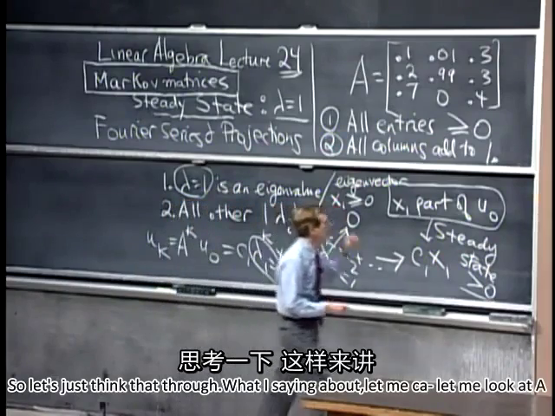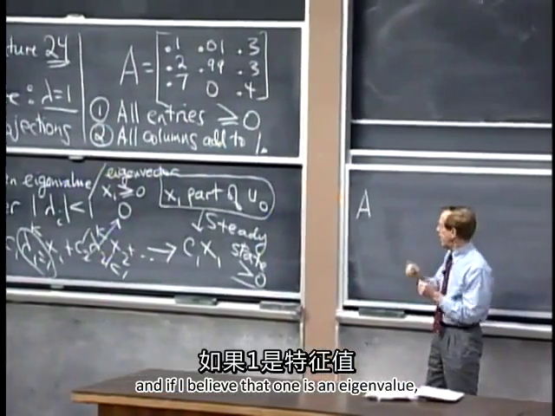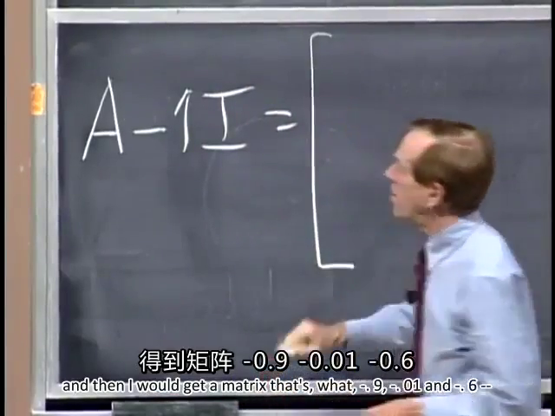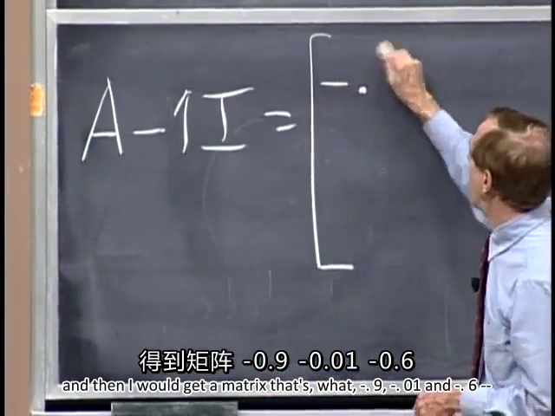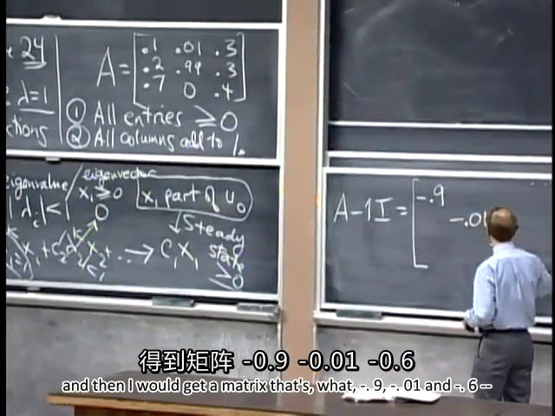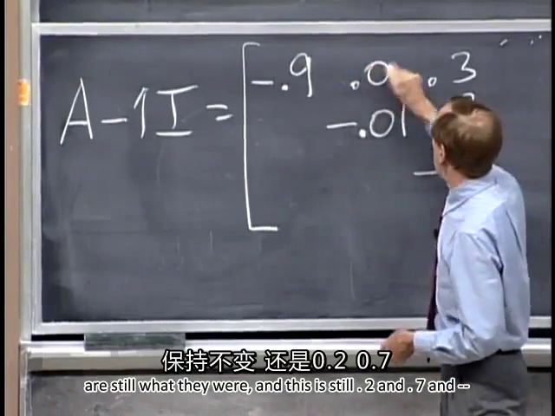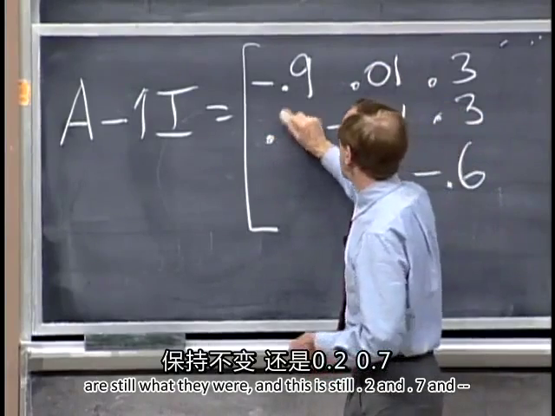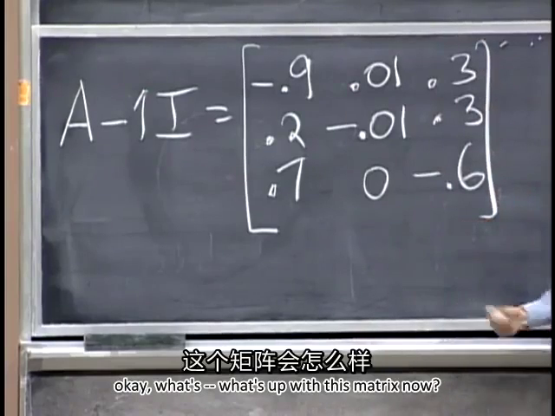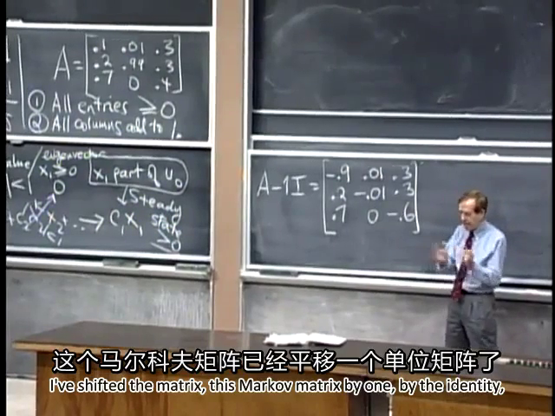Let me look at A, and if I believe that 1 is an eigenvalue, then I should be able to subtract off 1 times the identity, and then I would get a matrix that's minus 0.9, minus 0.01, and minus 0.6 when I took the 1s away, and the other parts are still what they were. And this is still 0.2, and 0.7. Okay, what's up with this matrix now? I've shifted this Markov matrix by the identity.